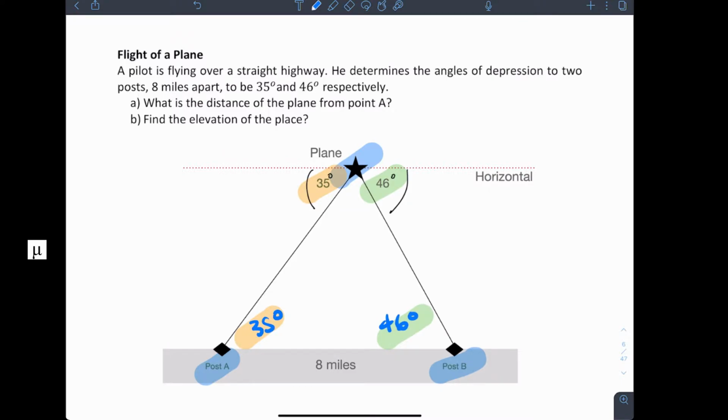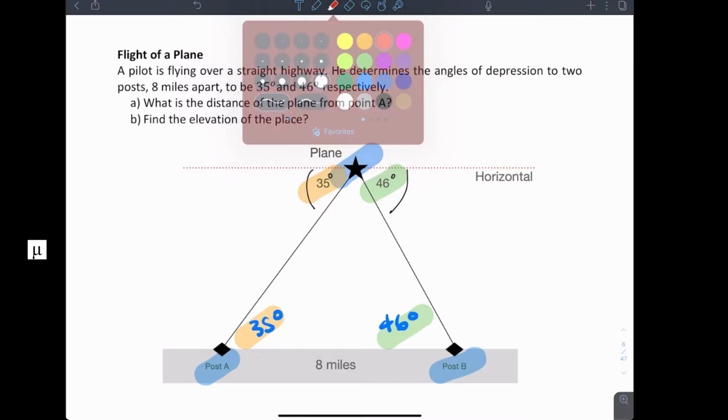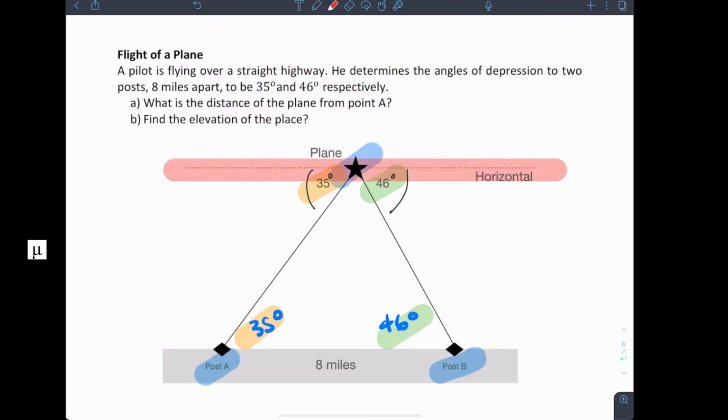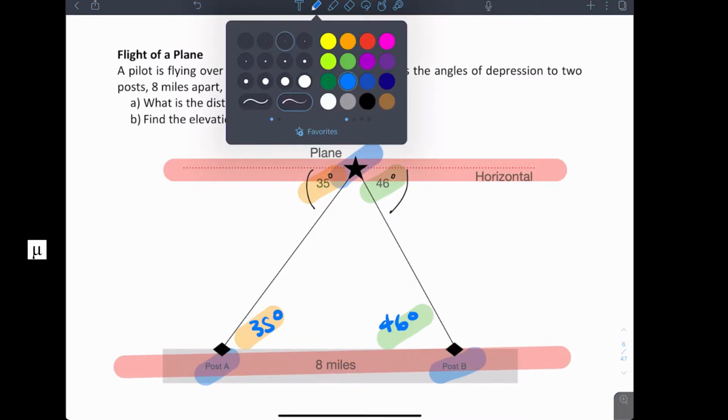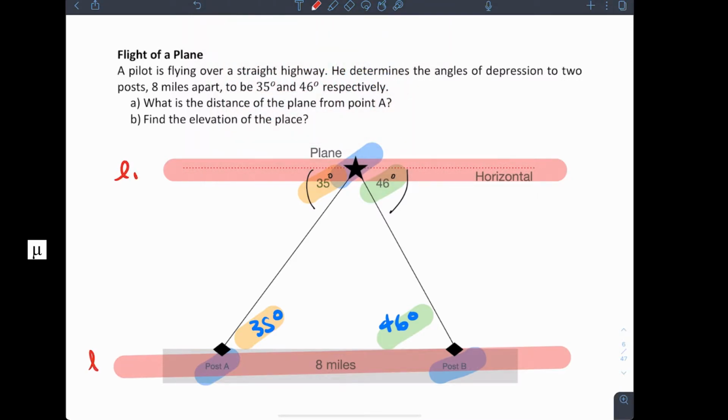So they're saying a pilot is flying over a straight highway. Now, they don't say this stuff, but what they mean is you need a horizontal and you need a straight. What they mean by straight is that these lines are parallel. But they don't tell you that, okay? They don't say that to you. But that's what's happening. That's what they intend. So don't get nervous. They go, what do you mean? A pilot flies over a straight highway? That's what they mean. He determines the angles of depression.